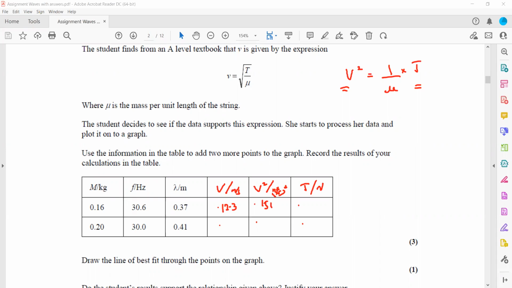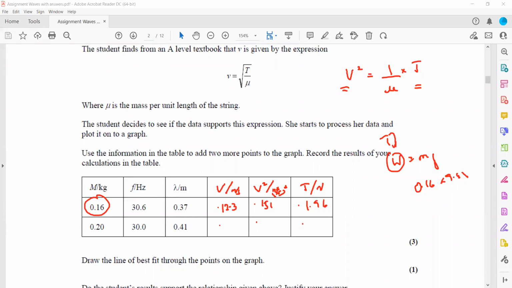And then the tension. How will we get the tension? The mass is given in kilograms. Tension, basically the weight, is the tension. So if we have 0.16 as the mass, we need the weight. Weight is mass multiplied by gravity, and that weight is the tension. So the mass is 0.16 and the gravity is 9.81. We multiply them and we get the tension, so this will be 1.96.